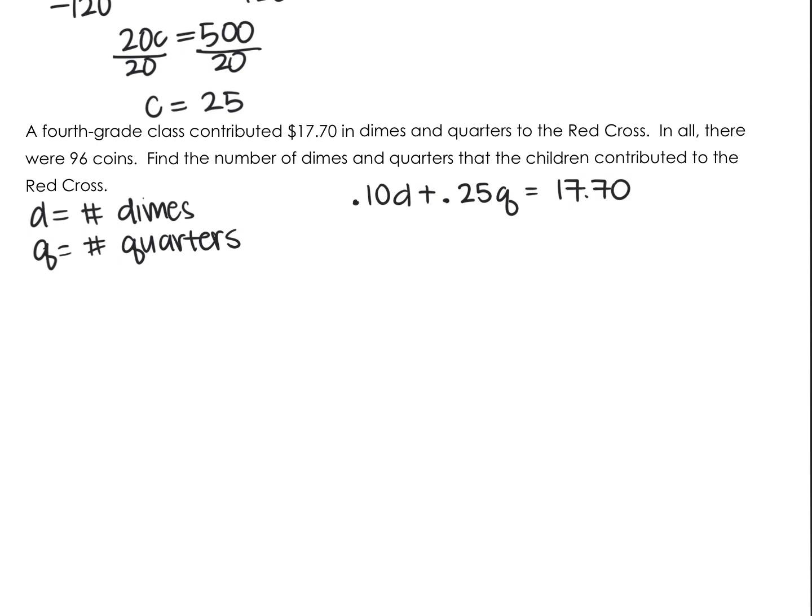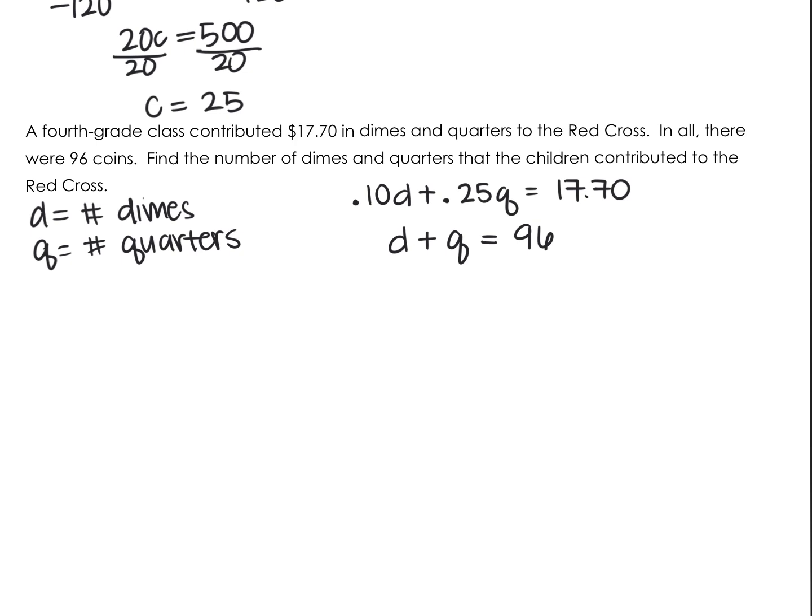The second thing I know is that there were a total of 96 coins. So however many dimes and quarters I have, D plus Q has to equal 96. All of the examples we've done up to this point have been set up for substitution, which is very common. But in this case, I'm going to use elimination to solve. You can choose to eliminate the D or the Q first here. It doesn't matter which. I'm going to go ahead and eliminate D.